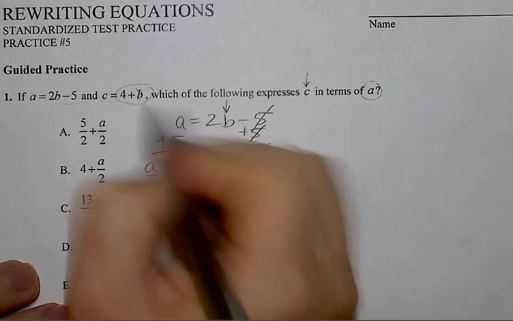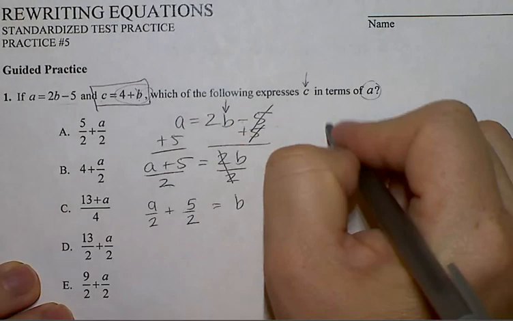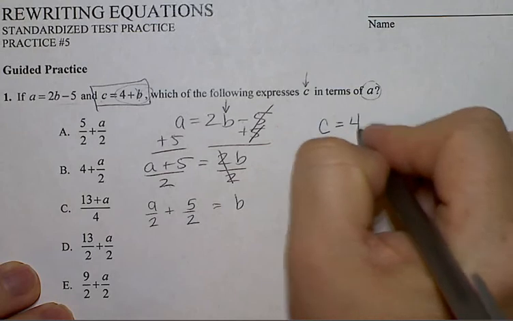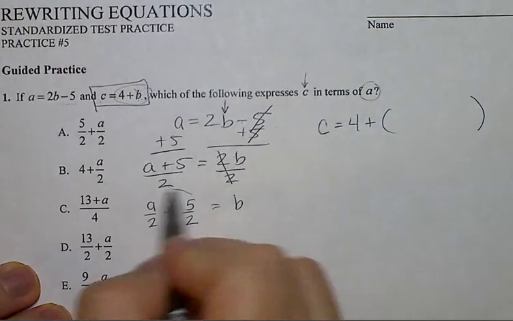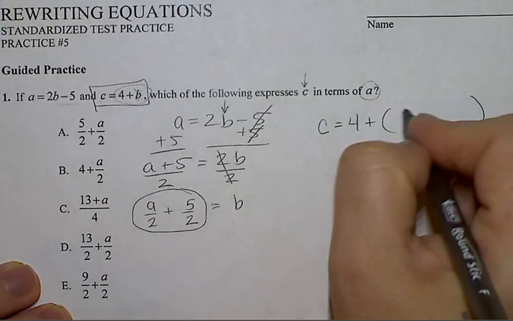Look back to the second equation. C equals 4 plus B. Instead of writing down a B, I'm going to write down the quantity that B is equal to.